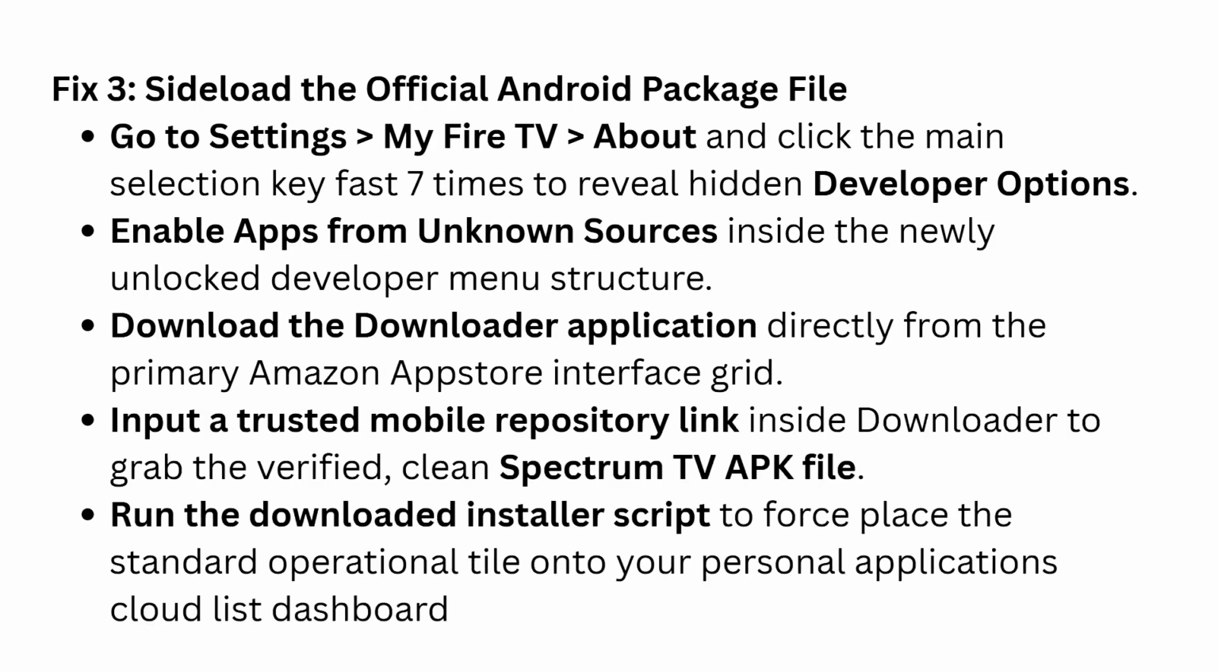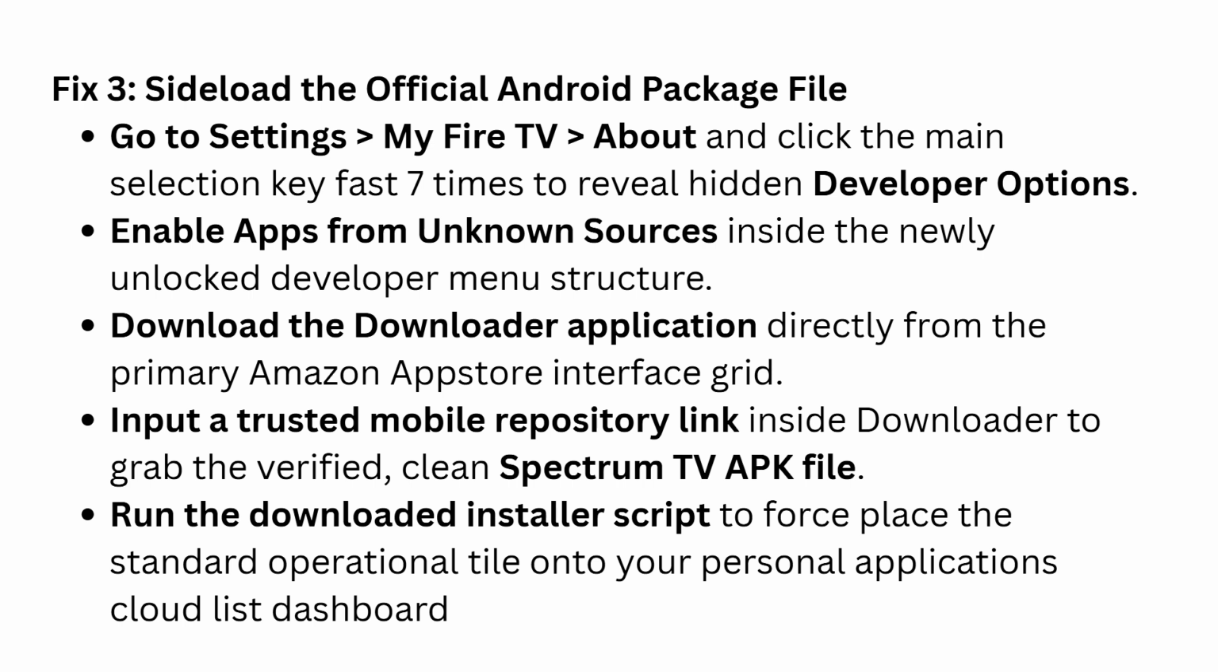Fix 3. Sideload the official Android package file. Go to Settings, then select My Fire TV and select About and click the main selection key fast 7 times to reveal hidden developer options.